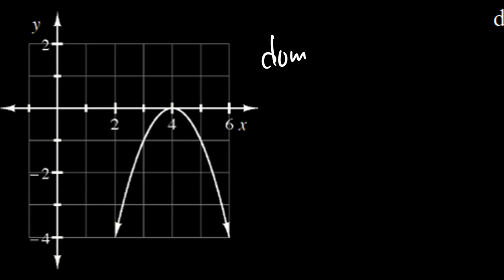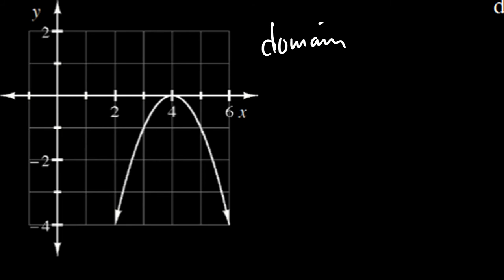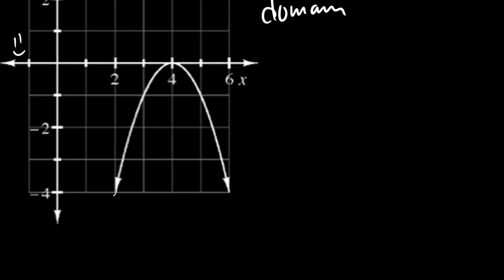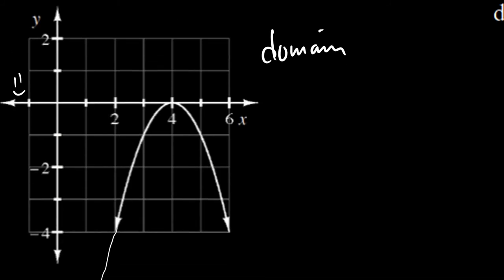Domain, right? The x values, and I don't see any restriction in the domain at all, right? I can have x values way over here, and eventually this curve is just going to keep growing and it'll hit any of those points. So I'm going to say the domain is all reals.